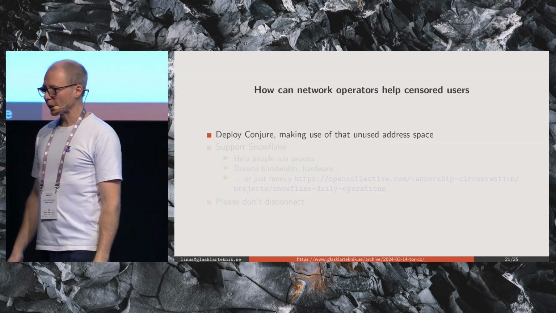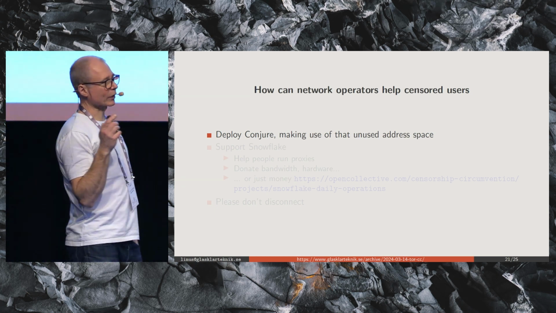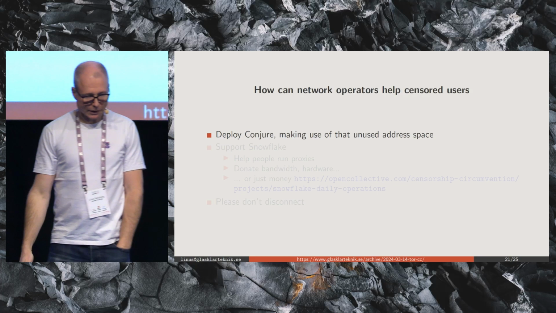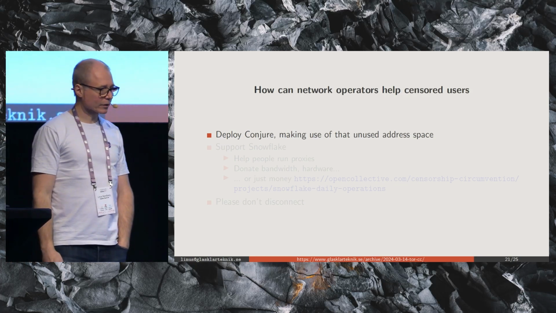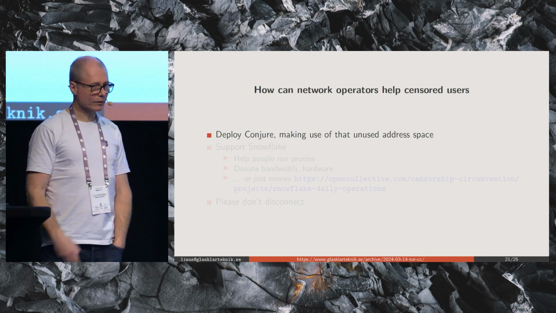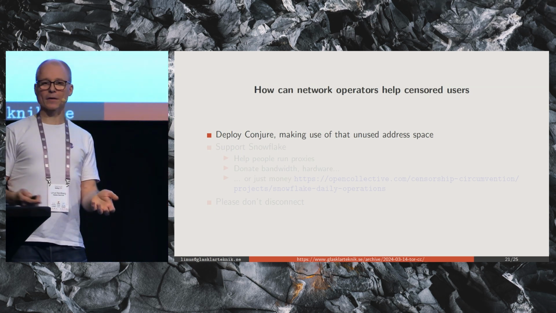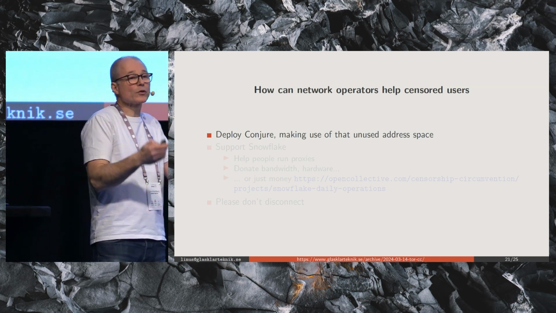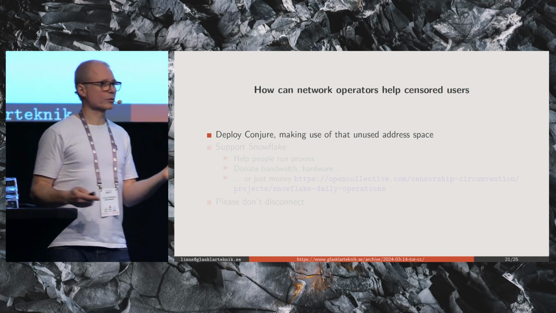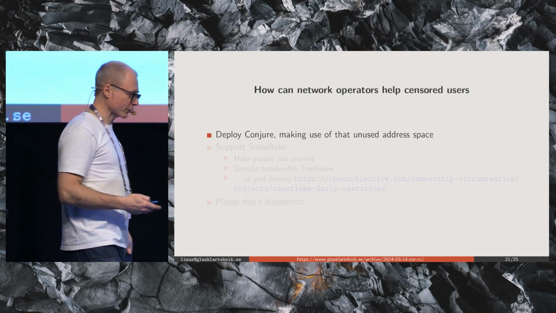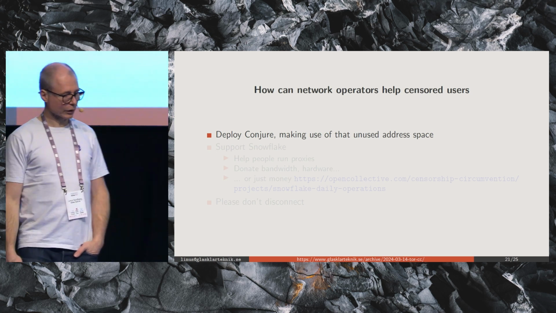So, okay, we are getting close. What can network operators do to help people in censored areas? They can deploy Conjure. And I think it's quite a fun thing to do. I haven't done it yet. It's on my list. But I also do not have lots of address space. I have only a very small set of addresses. But if you want to do something about this, let me know, and I can get you in touch with the people developing this or trying to deploy it. Or we can just exchange notes as we go.